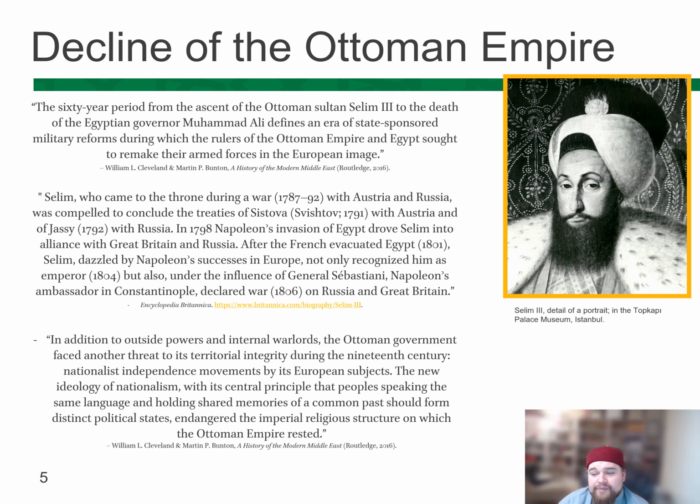In addition to outside powers and internal warlords, the Ottoman government faced another threat to its territorial integrity during the 19th century: nationalist independence movements by its European subjects. The new ideology of nationalism, or nation-statehood, with its central principle that people speaking the same language and holding shared memories of a common past should form distinct political states, endangered the imperial religious structure on which the Ottoman Empire rested. And that's why I'm having you read The Impossible State by Wael Hallaq, because it gets, at this point, much more deeply than Cleveland and Bunton ever could.